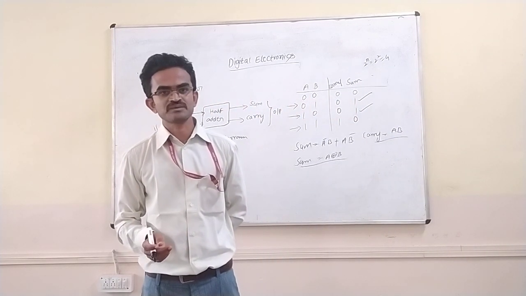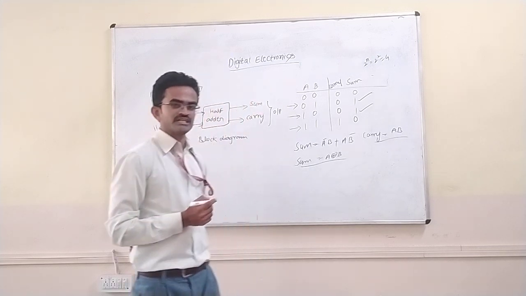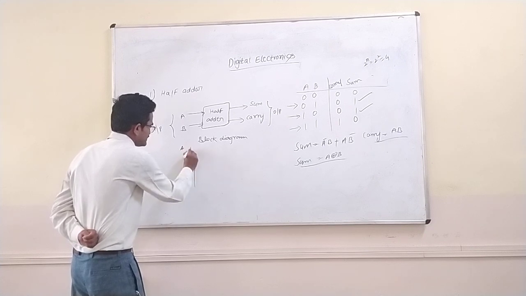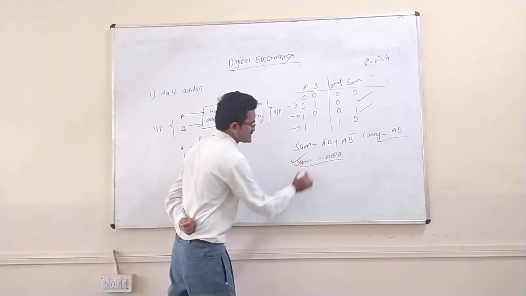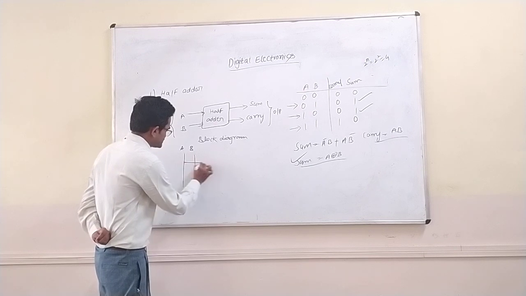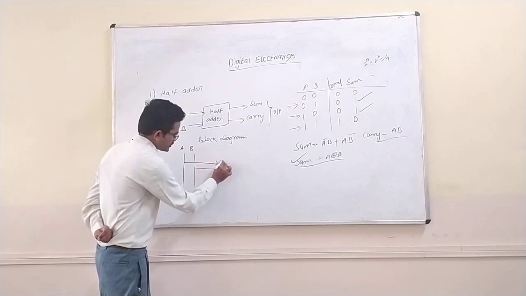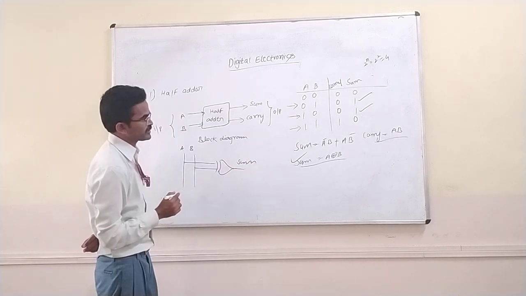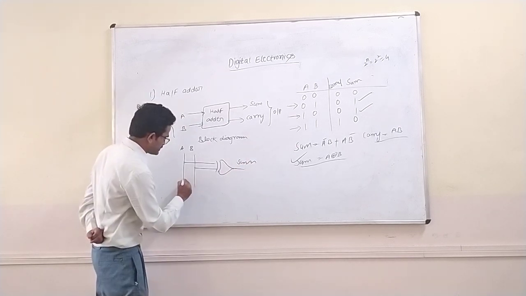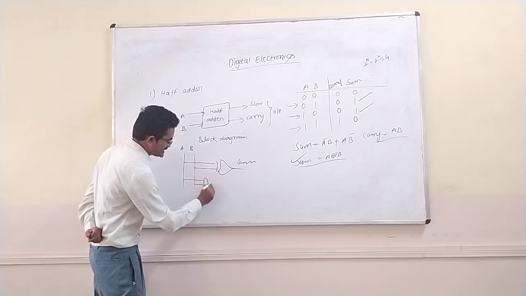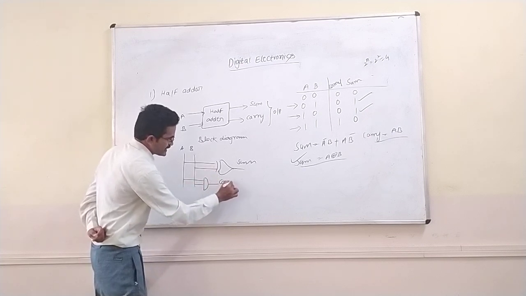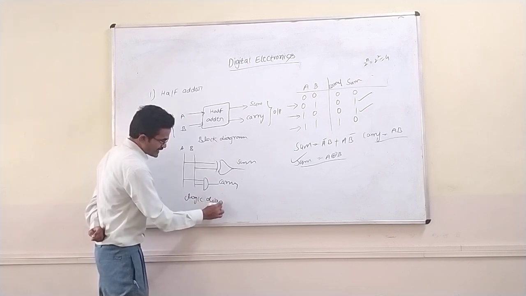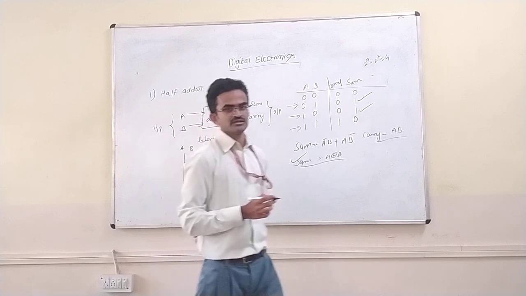With the help of the logical expressions, we need to write the logic diagram. Consider A and B as the two inputs. This is A and this is B. What is the sum expression? A XOR B. So take A and B and use an XOR gate. This is the sum. Similarly, what about the carry? A into B. So take A and B and just use an AND gate for multiplication. So this is the carry. This is the logic diagram for the half adder. Okay, fine.